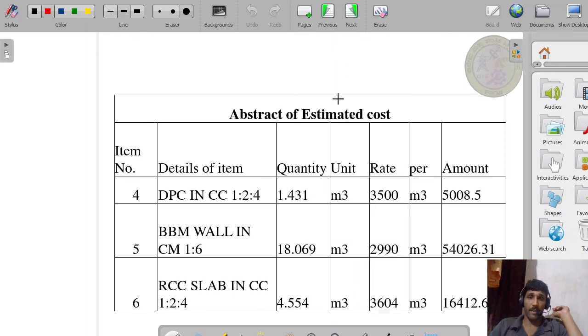Now abstract of estimated cost. How to calculate abstract of estimated cost? This item number, details of item, quantity, unit, rate, per amount. This is the table, the abstract of estimated cost table.